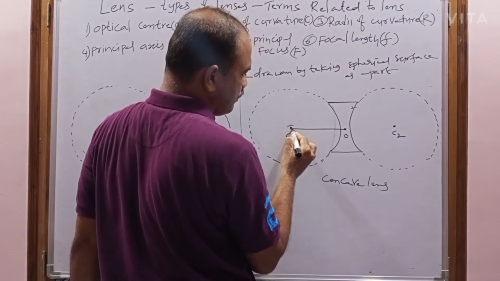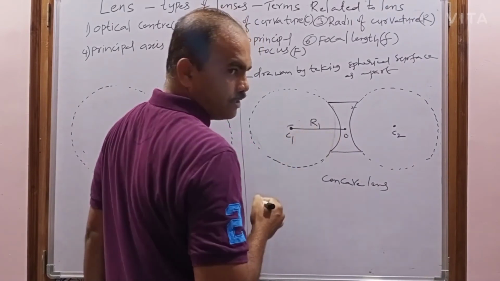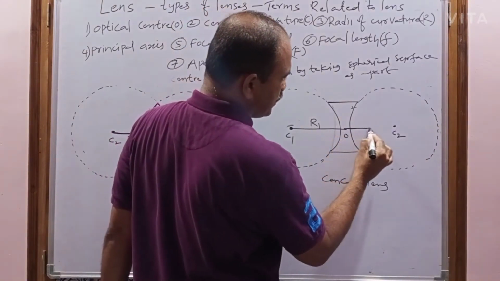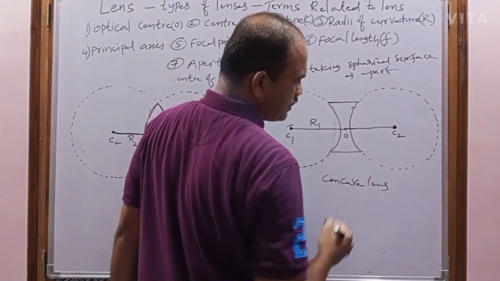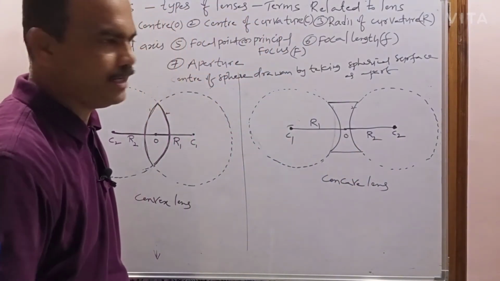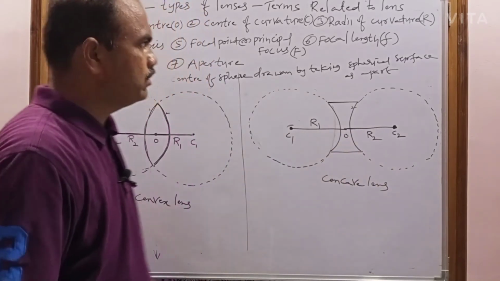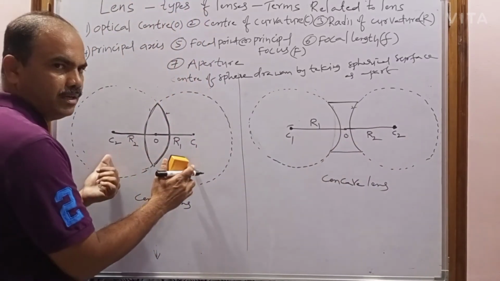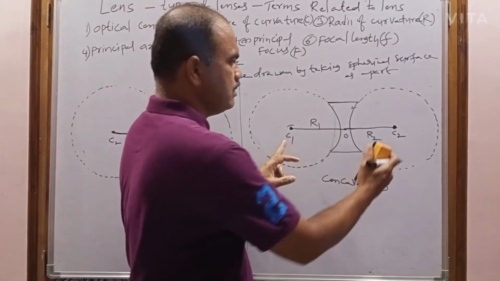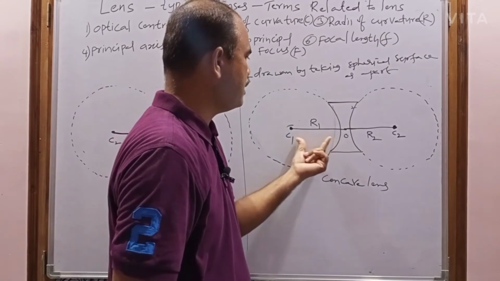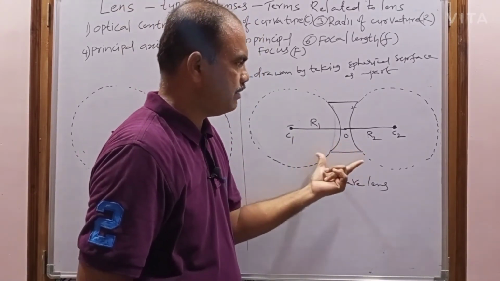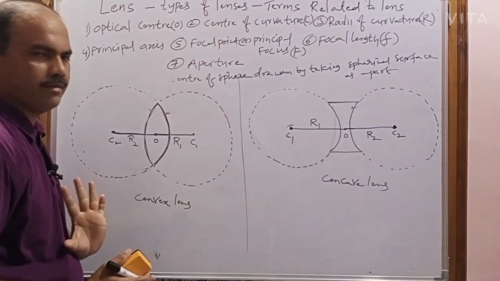Next, coming to the concave lens, the distance between the optic center of the lens and the first center of curvature can be called the first radius of curvature, and the distance from the optic center to the center of curvature of the second surface can be called the radius of the second surface. The convex lens has two centers of curvature, so it has two radii of curvature. This concave lens also has two centers of curvature, so it also has two radii of curvature.